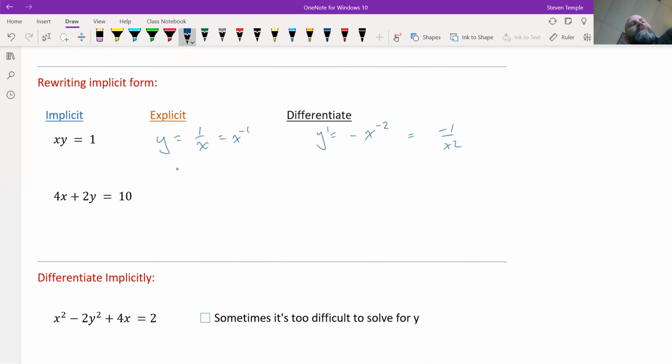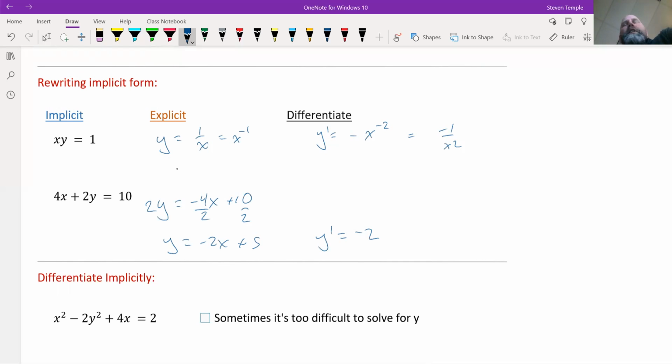The next one, 4x plus 2y equals 10. I can take the time to rewrite that explicitly. That's pretty simple to do. Actually, you're going to subtract the 4x on both sides, and then you're going to divide everything by 2, so y equals negative 2x plus 5. And when you take the derivative with respect to x, it will be negative 2. Okay, so that's pretty straightforward.